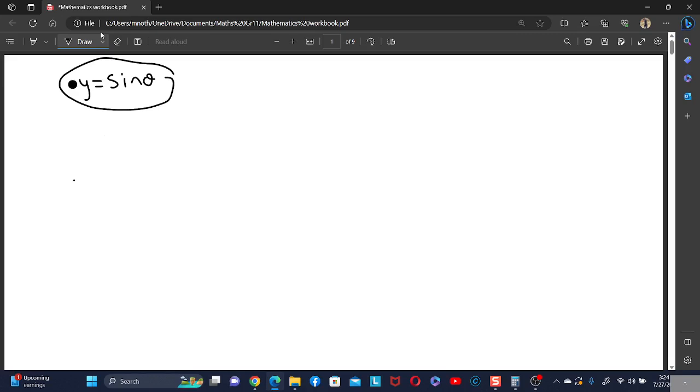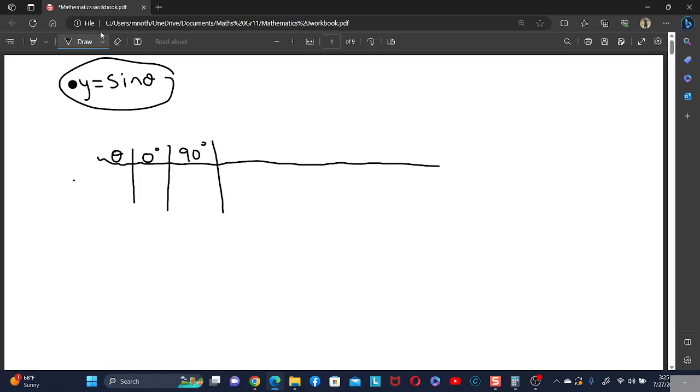Okay. So let's say we are given these values of theta. We have 0 degrees, 90 degrees, 180 degrees, and then we have 270 degrees, and then we have 360 degrees.